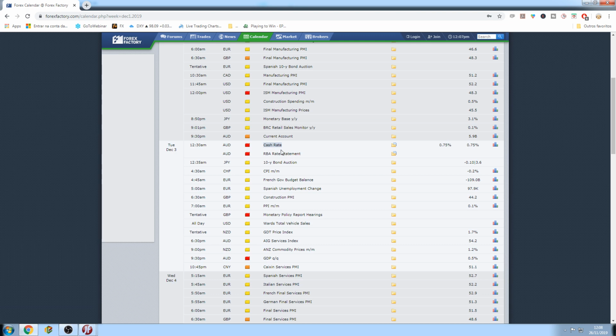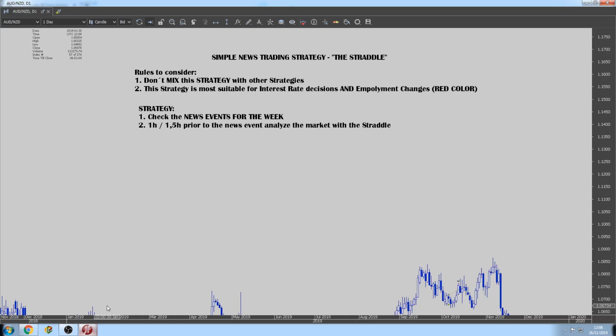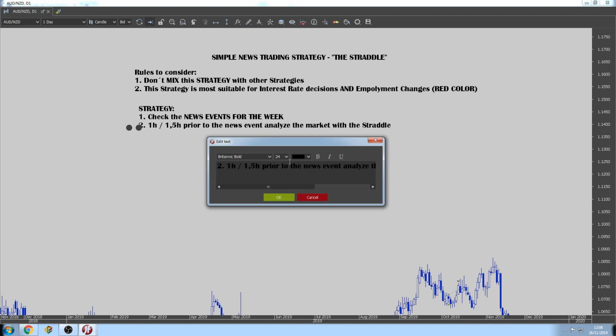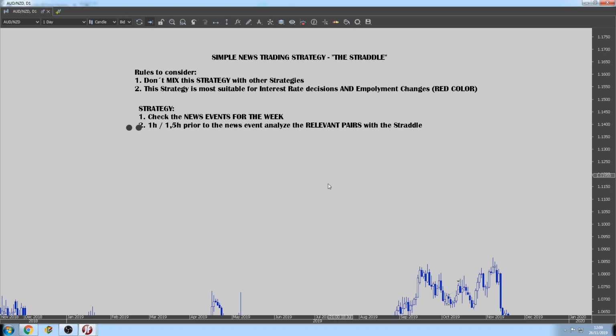Okay. So if I'm going to straddle, and it depends on where you live, this is Brazilian time, midnight and a half. If you live in Japan, it's going to be different. Spain is going to be different. Canada, USA, your time is going to be different. So I need to come to the trading station one hour, one hour and a half before, and analyze the market with the straddle. So analyze the relevant pairs with the straddle.